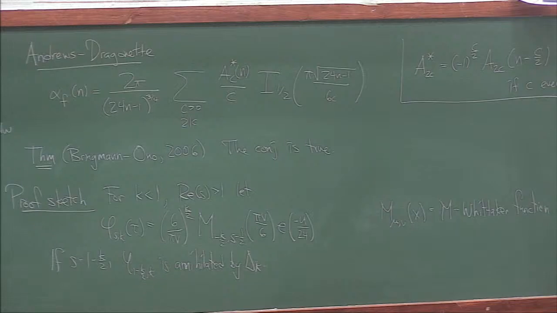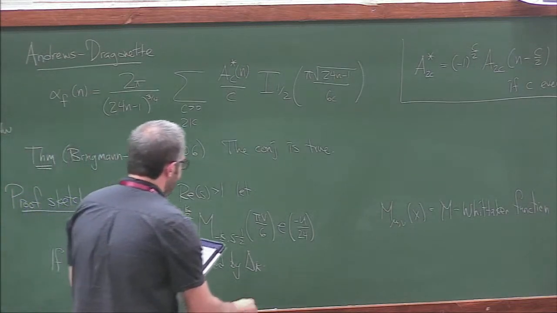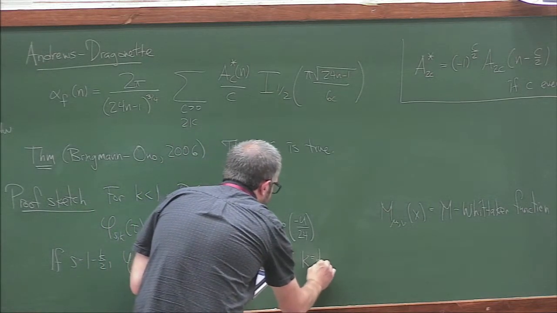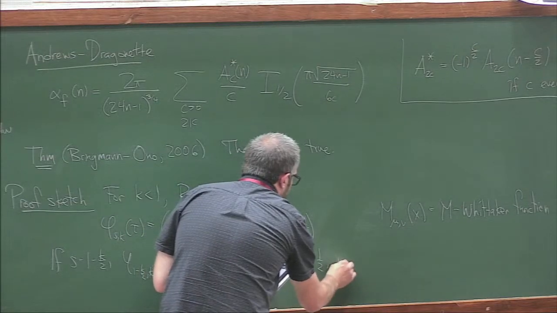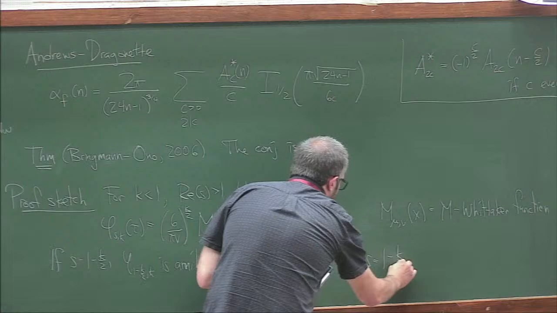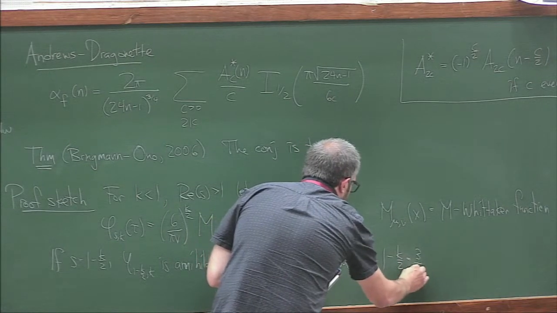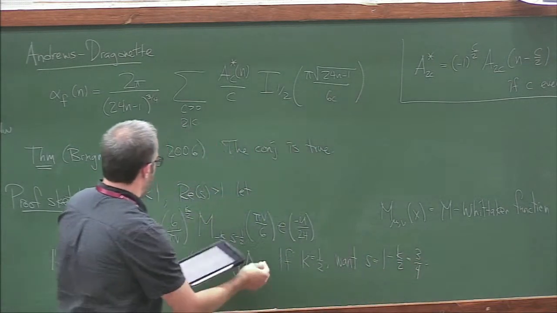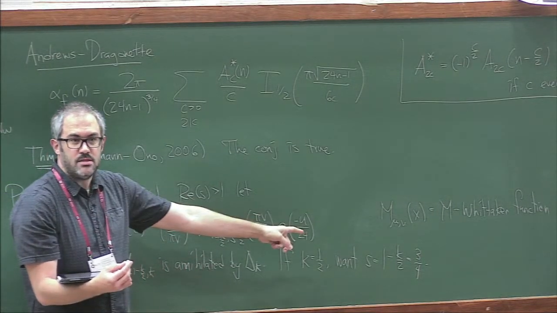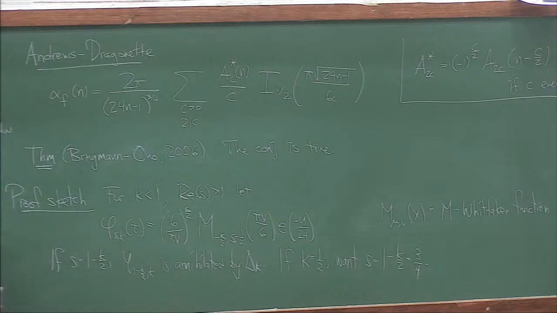Okay, so when k is 1/2, which is the case we care about, we want to set s equal to 1 minus k over 2, which is 3/4. Now, I just told you that real s has to be bigger than 1. What we care about is when s is equal to 3/4, so clearly we have some work to do. Okay?